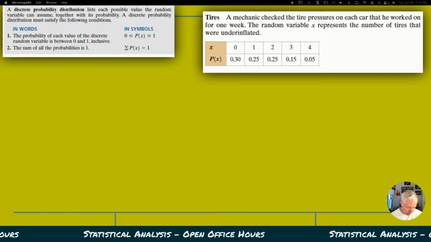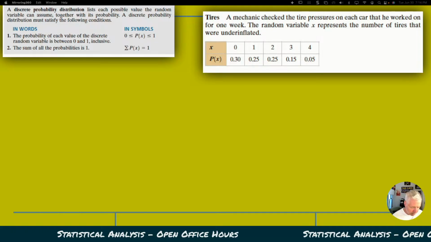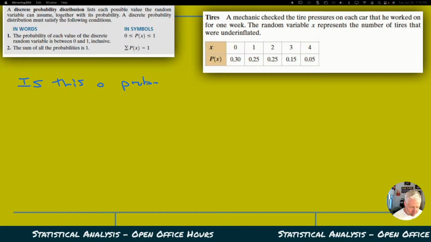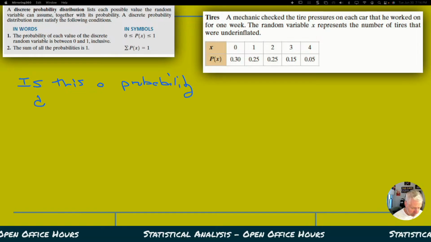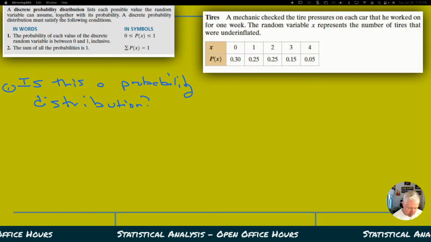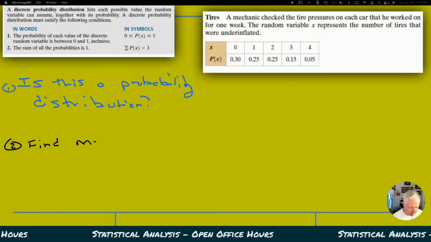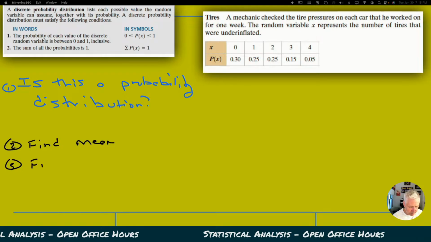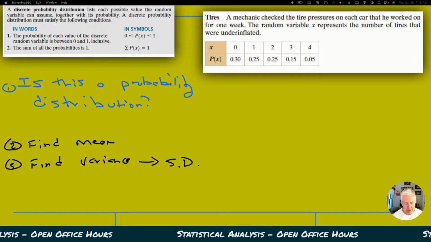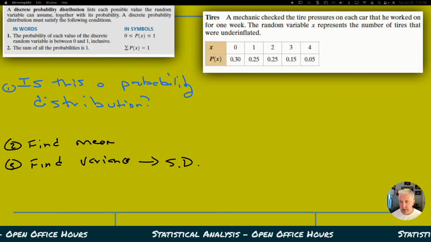So, number one, I'm going to determine, is this a probability distribution? That's the first thing I'm going to do. Number two, I'm going to find the mean. You probably can guess what I'm going to do for number three. I'm going to find the variance, which is going to lead me to the standard deviation. Okay? So, first of all, is this a probability distribution? I may have written that for nothing. Maybe it's not even one.